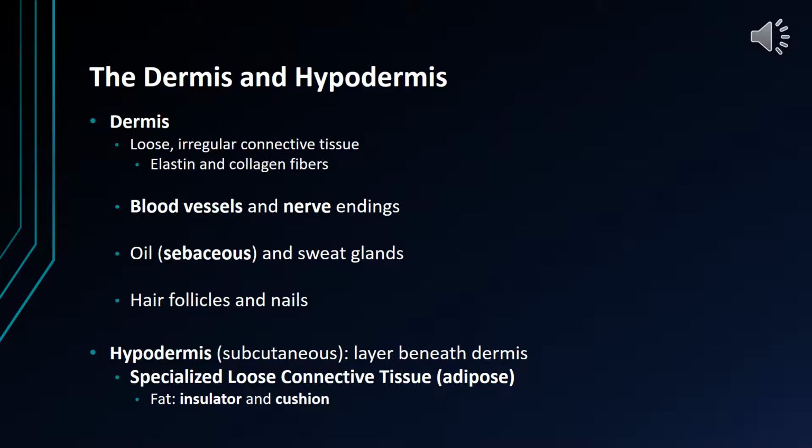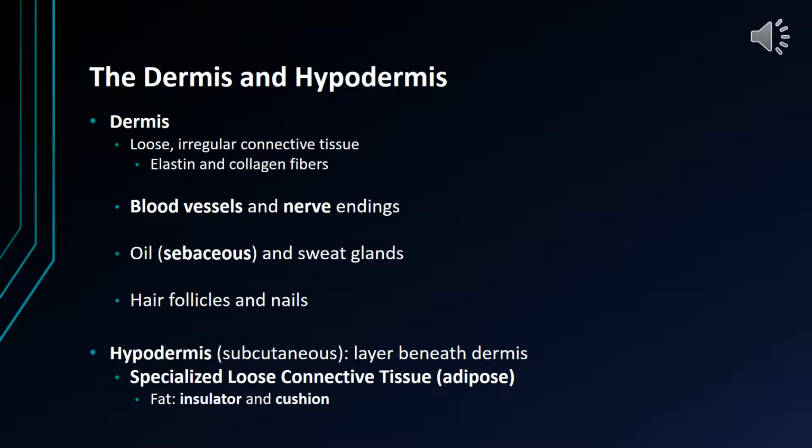The dermis is the second or middle layer of skin, and it's composed of loose irregular connective tissue. There's also some elastin and collagen fibers within this layer, which help to anchor the cells in place. The dermis contains the blood vessels and nerve endings within the skin, and it also contains some of the accessory organs of the skin, such as oil or sebaceous glands and sweat glands. And hair follicles and nails are also found within this layer of skin.